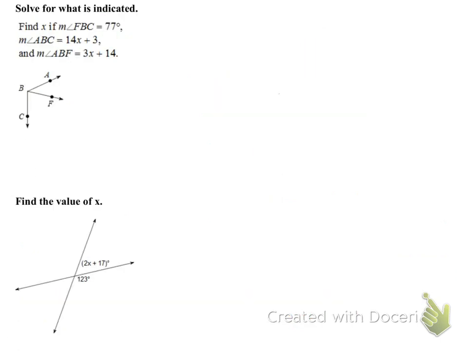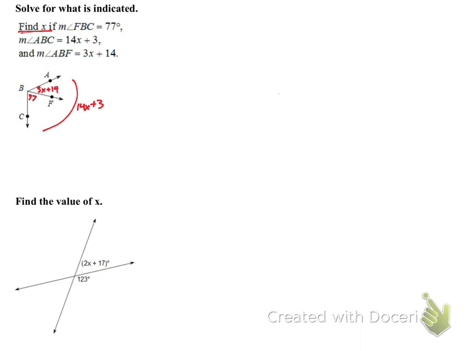All right, solve for what is indicated. So find x, that's what we're trying to do. If measure FBC is equal to 77, so that's going to be 77 right there. Measure ABC, the whole thing, is going to be equal to 14x plus 3. And then measure ABF is going to be equal to 3x plus 14.